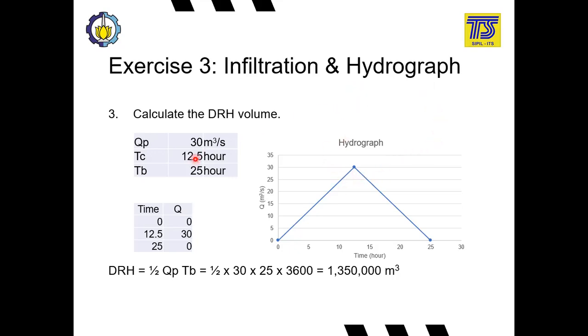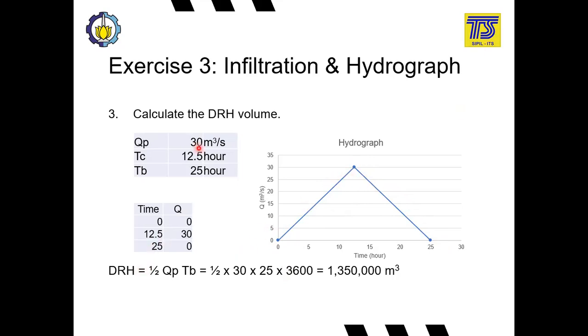Here we have the peak discharge, 30 meter cube per second. And then we have the time of concentration, 12.5 hours, because we have the time base of 25 hours. If the time base is known and the hydrograph is triangular, the time of concentration must be half of the time base. So here we have the shape of the triangular hydrograph.